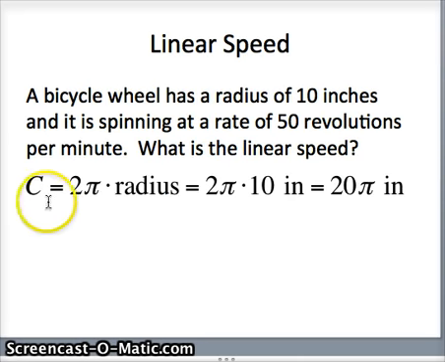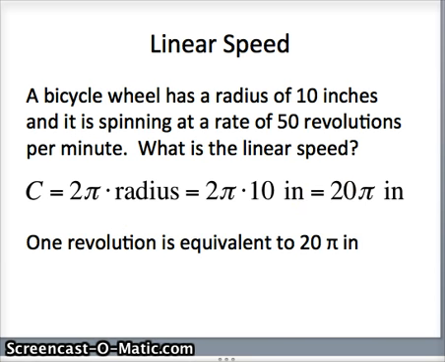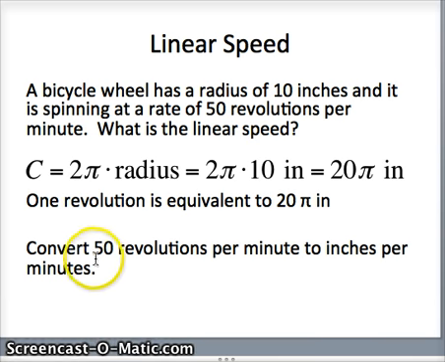So we get that circumference is 2 pi times the radius, 2 pi times 10 inches. 20 pi inches is our circumference. 1 revolution is 20 pi inches. But what are we saying? We're saying we have 50 revolutions per minute. We want to convert that to inches per minute. That will give us our linear speed.